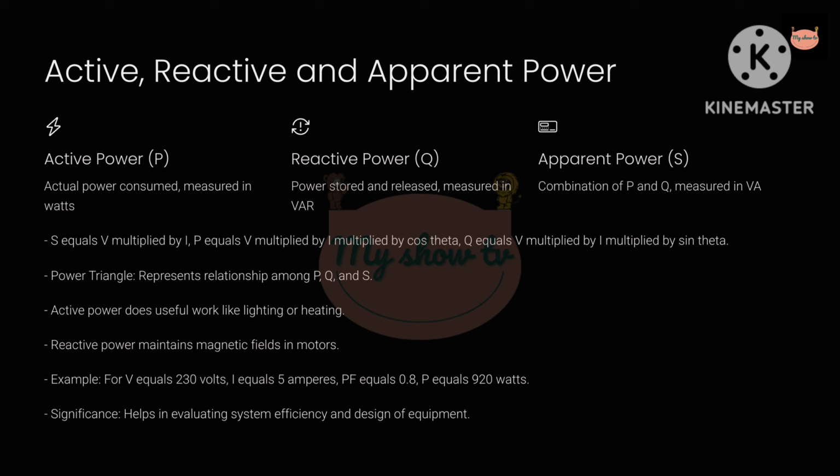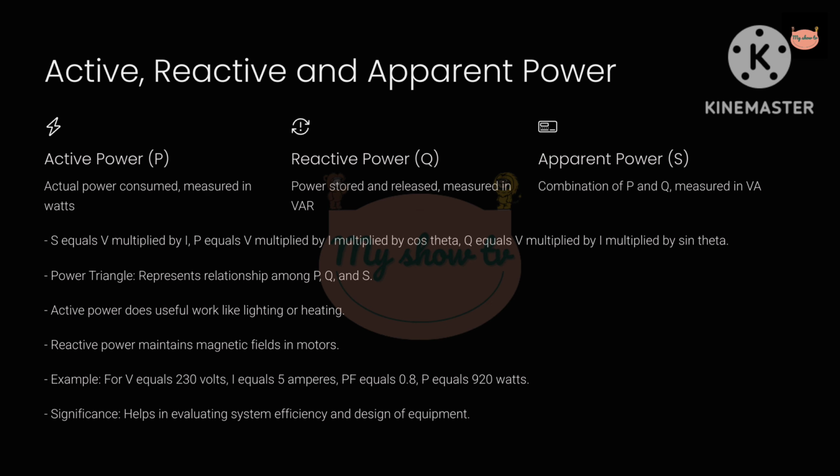Apparent power is the product of total voltage and current without considering the phase angle. It is measured in volt-ampere, or VA. The relationships are S = V × I, apparent power. P = V × I × cos θ, active power. Q = V × I × sin θ, reactive power. These powers form a right-angled triangle called the power triangle, where apparent power is the hypotenuse, active power is the base, and reactive power is the perpendicular.